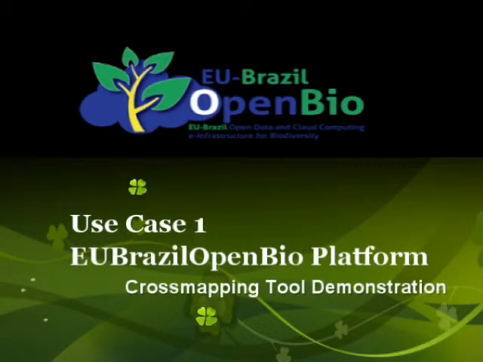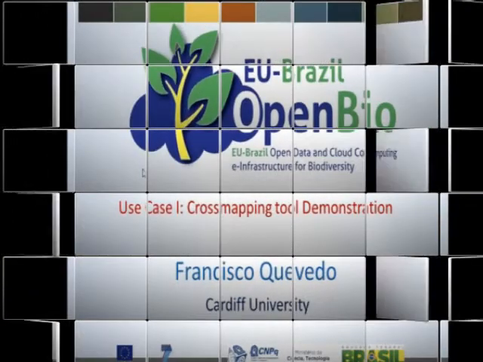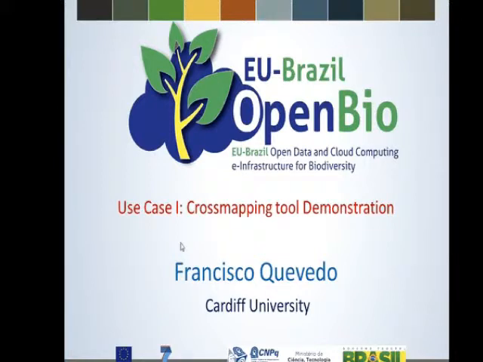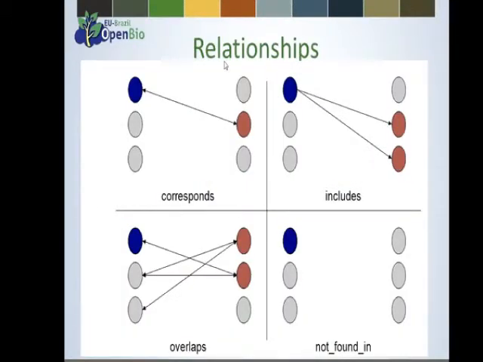This video is a demonstration of the software developed in the EUBrazilOpenBio project for the use case titled Integration between Regional and Global Taxonomies, which cross-maps different taxonomic checklists and finds their relationships. The Crossmapper is a tool that allows taxonomists and data curators to compare two taxonomic checklists and find relationships between taxa in the checklists. Relationships include examples such as not found in, corresponds, includes, included by, overlaps, and so on.